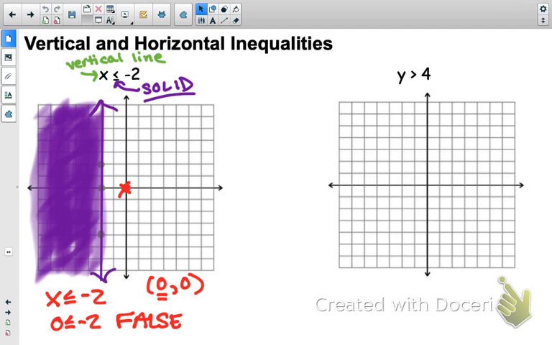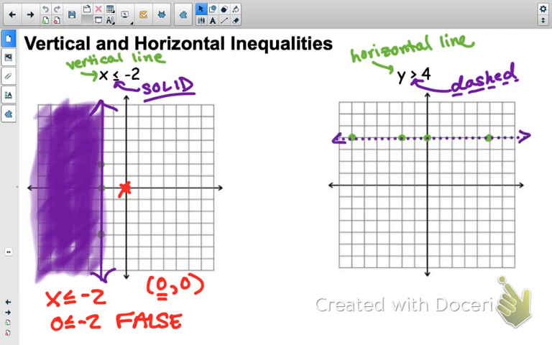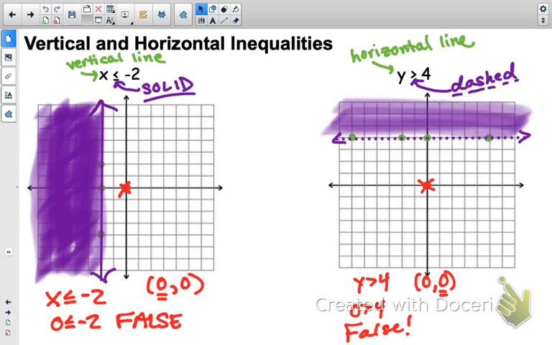Y equals 4 is going to be a horizontal line. So we'll plot a bunch of points with a y value of 4, and this time we'll need to connect them with a dashed line because of the inequality symbol. If I plug in 0, 0, 0 for x and 0 for y, we only have room to plug in a y value. That's okay. We can plug in 0 for y and we get a false statement. So that means 0, 0 is not a solution. We can't shade there. We have to shade the other side.